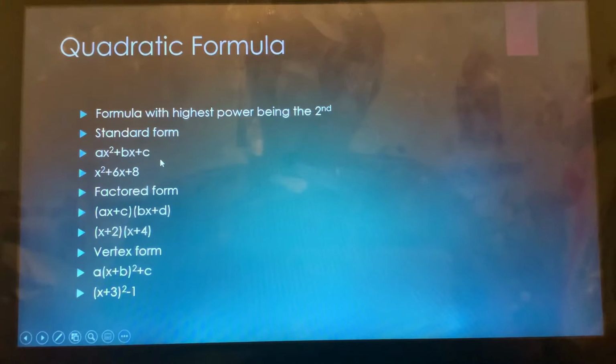But usually we're given standard form, and we have to find either factored form or vertex form. In our next video, we'll go over completing the square, which is how you get to vertex form. But in this video, we're going over factored form.